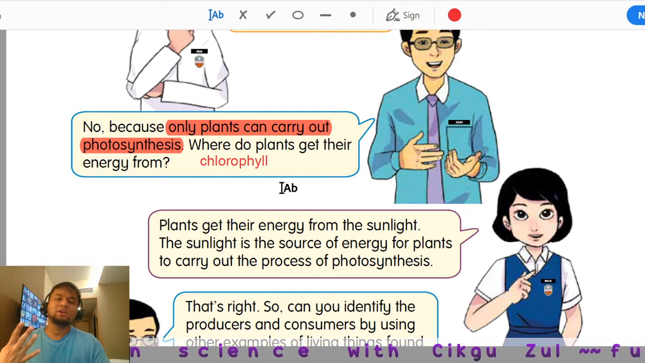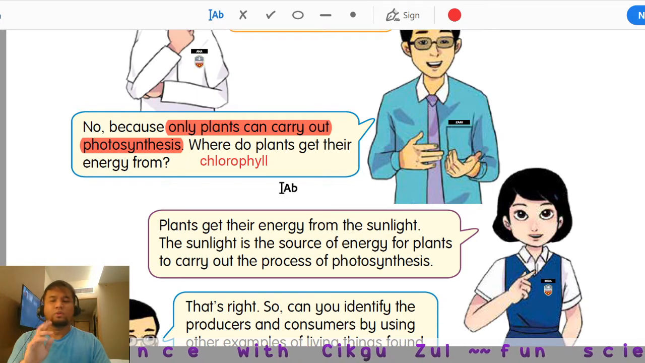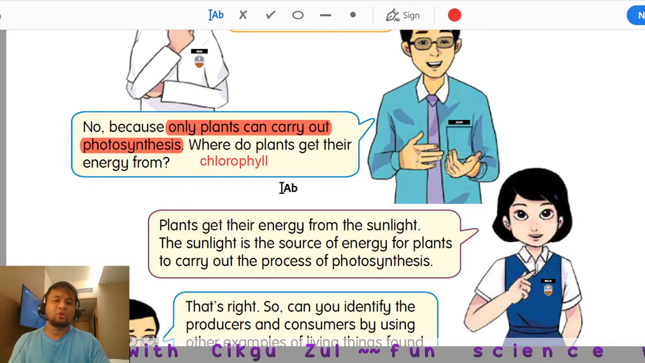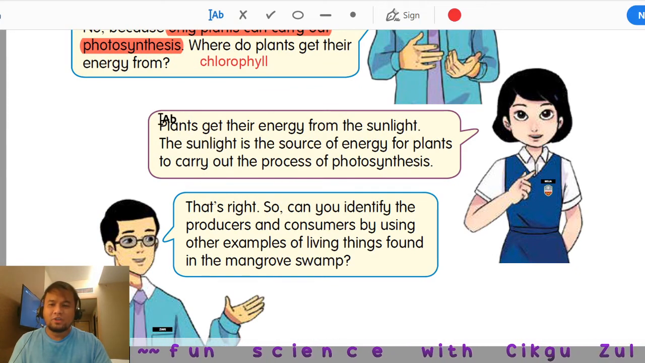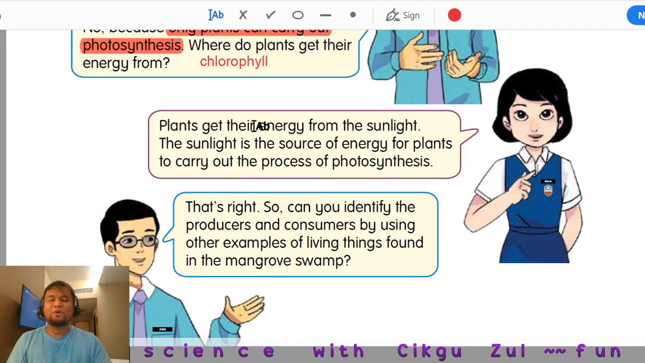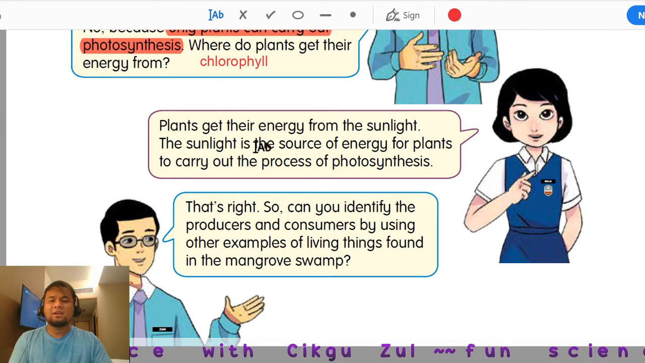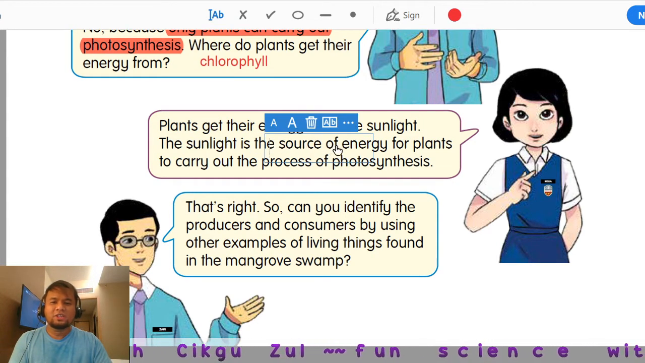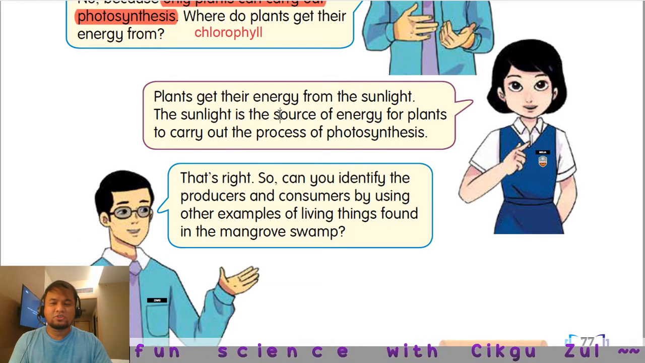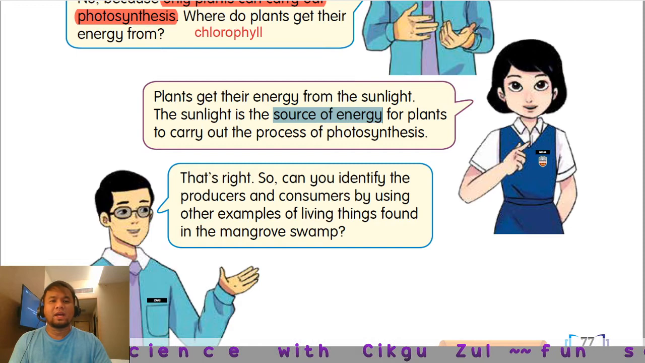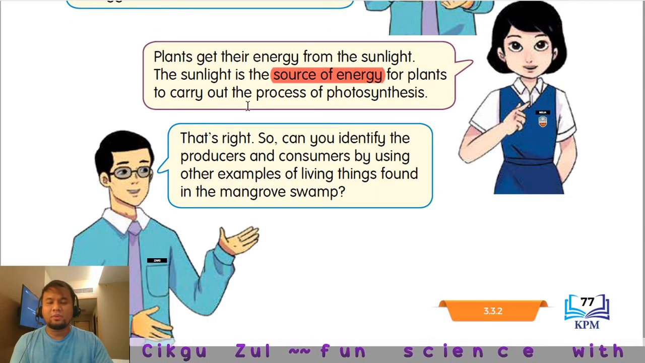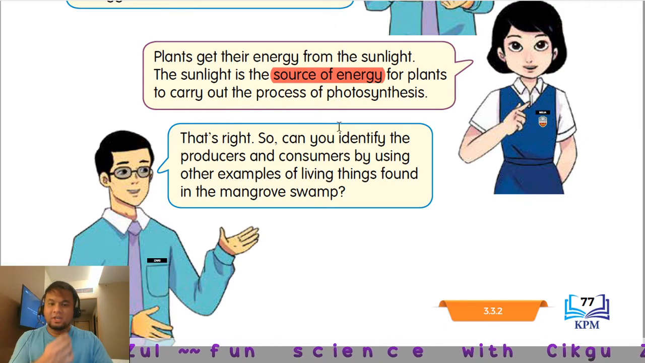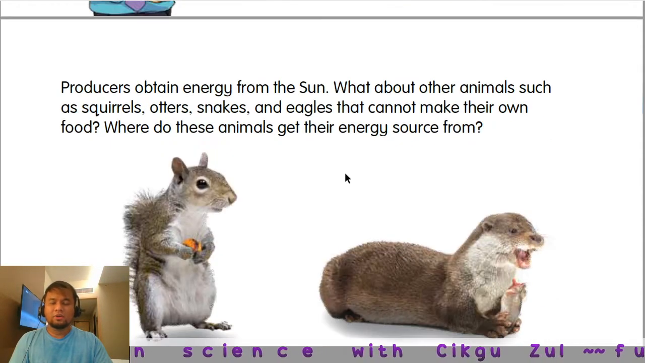Meanwhile, humans and animals, we don't have such pigment in our body. Plants get their energy from the sunlight, and the sunlight becomes the source of energy for plants. I would like to go on highlighter. Okay, source of energy for plant. Okay, so they can carry out the process of photosynthesis. Okay, now, we go down.